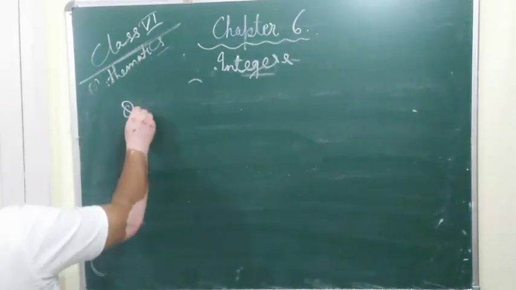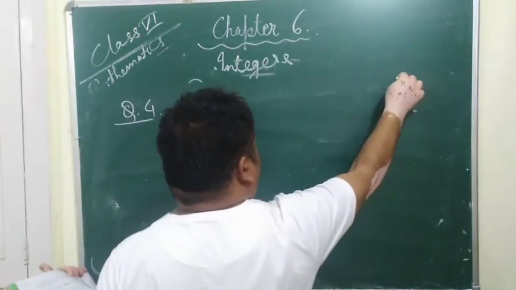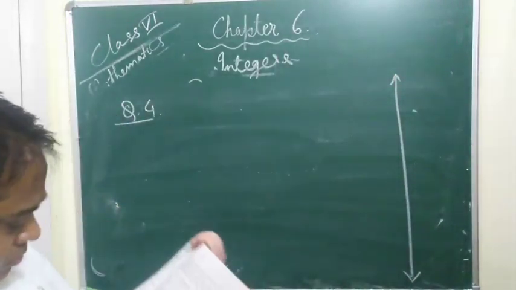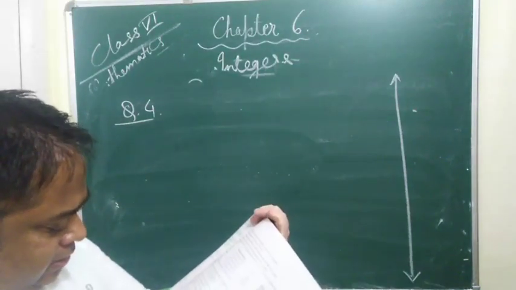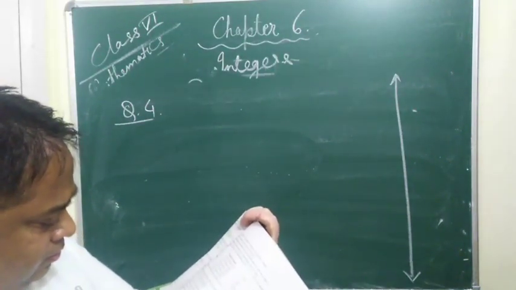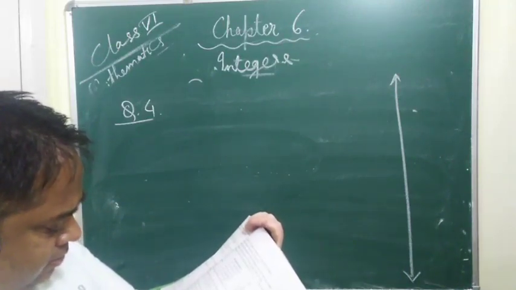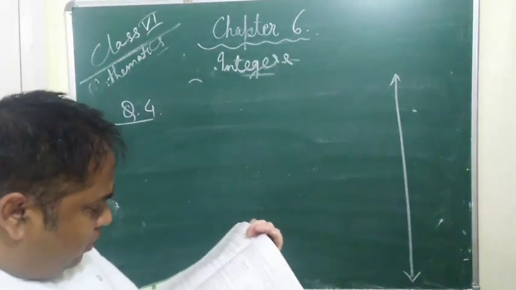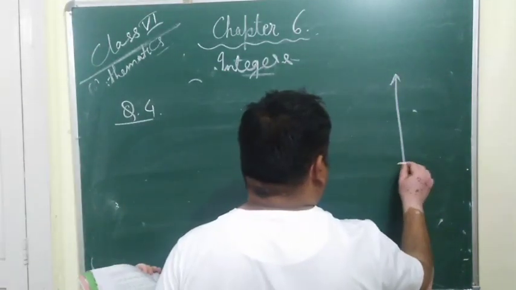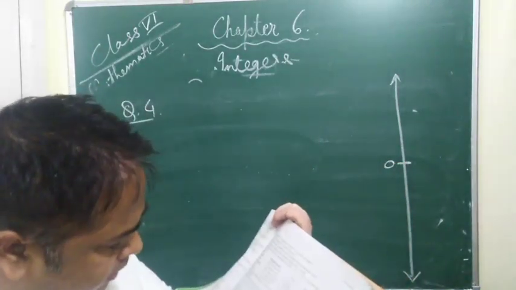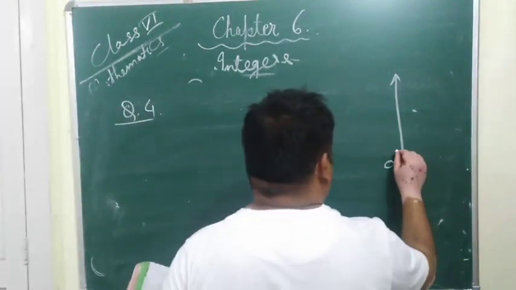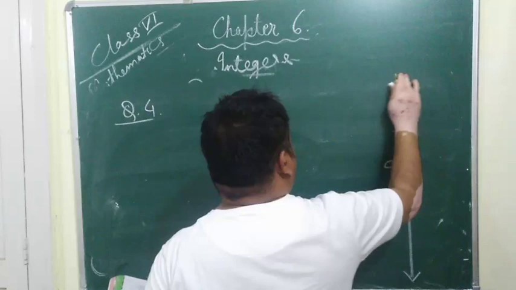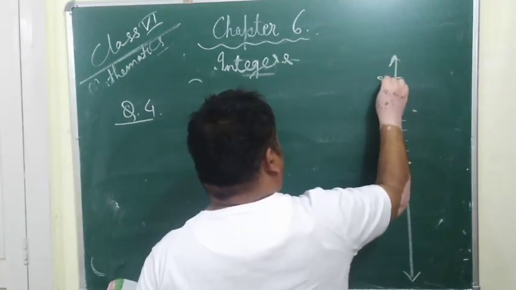Question number 4. You will see in the right hand side corner one vertical line is drawn. In this vertical line, a few letters are written and a few markings are done. At the top it is +8 and below it ends at E. So let us see how much it is. Say this is 0. At the top it is +8. So 1, 2, 3, 4, 5, 6, 7 and 8.